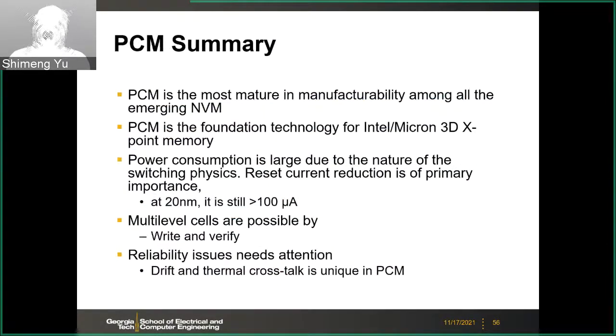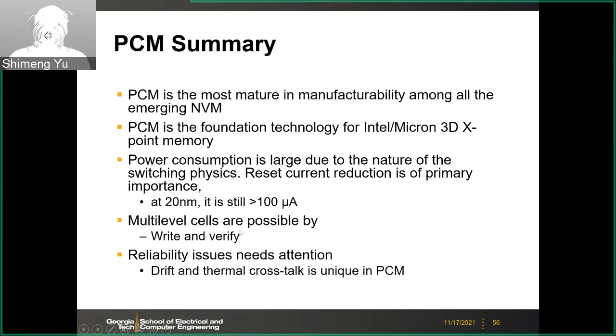Okay, so this is the final summary. Phase-change memory is one of the most mature emerging non-volatile memories in terms of manufacturability, as demonstrated by different companies. And for standalone applications, for storage class memory for example, Intel and Micron have this 3D XPoint, and as we discussed earlier, Micron dropped this but Intel continues. Then power consumption is a major challenge. And the reset current, as we discussed, even at 20 nanometer node, is still larger than 100 microamp.